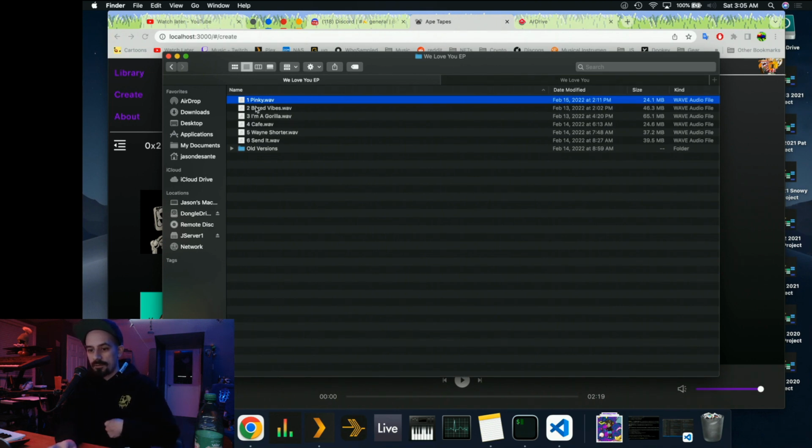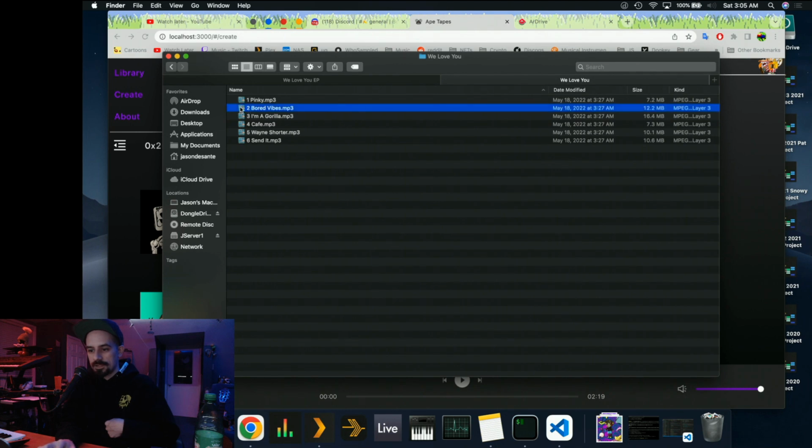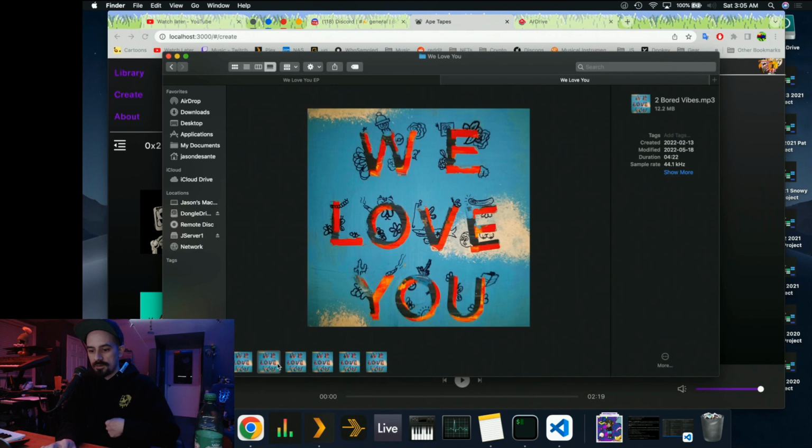So right here I have the WAV files, and then I have MP3 files of all the songs, like a whole EP, right? So if you look, it's kind of really hard to see. Let me make it bigger. So all these files, these are MP3s, and they have the album art inside of them. That picture is inside the MP3.